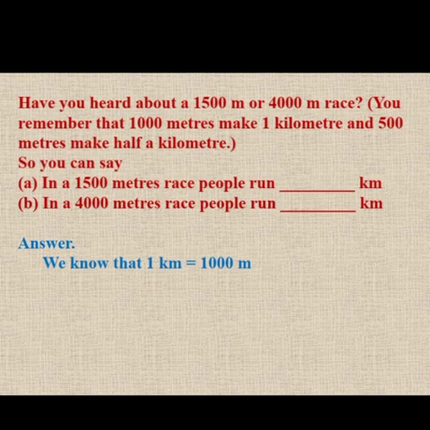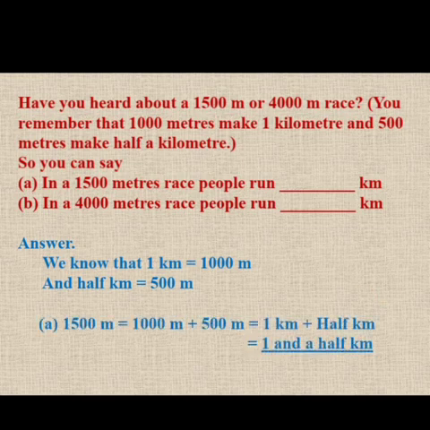We know that 1 kilometer is equal to 1000 meter, right? So, half kilometer is equal to half of 1000 meter. Half of 1000 means 500. That means half kilometer is equal to 500 meter, right? Now the question is 1500 meter is equal to dash kilometer.